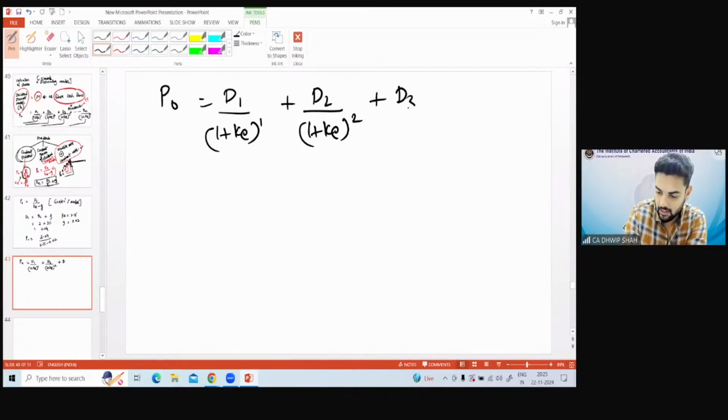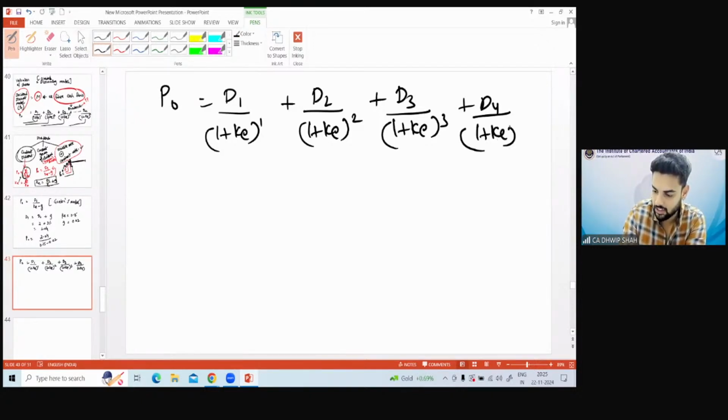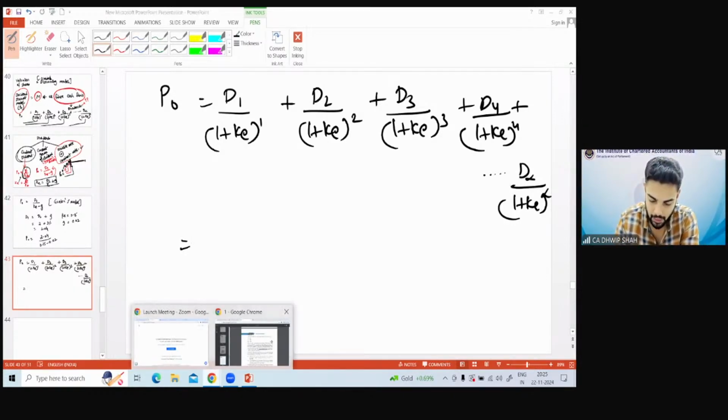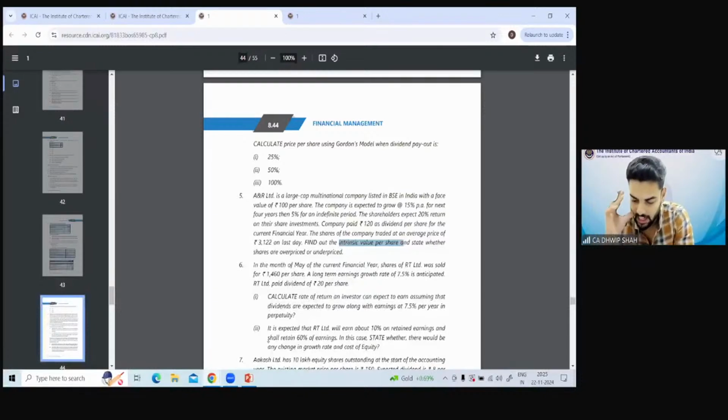Plus D3 upon 1 plus K raised to 3 plus D4 upon 1 plus K raised to 4 and till infinity, 1 plus K raised to infinite. Correct? Now, tell me what would be my dividend at the end of year one?